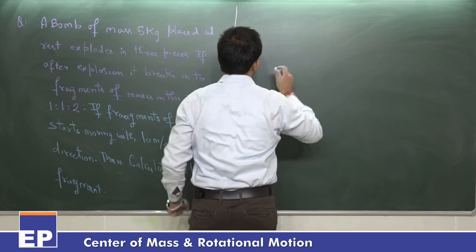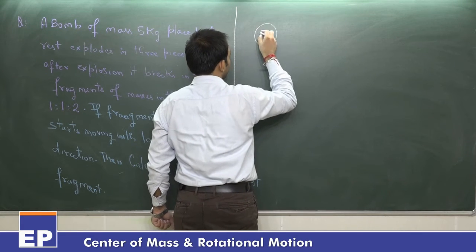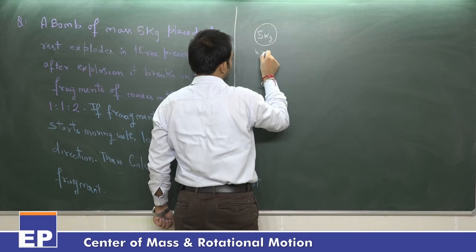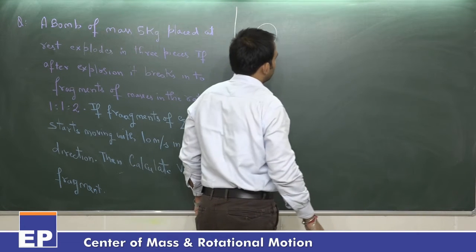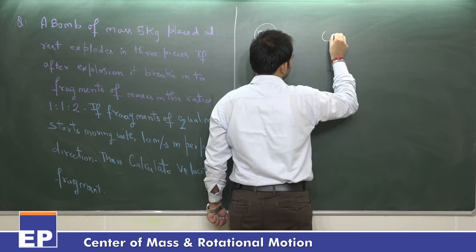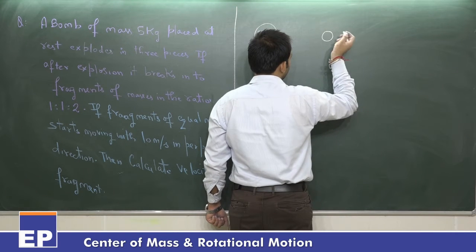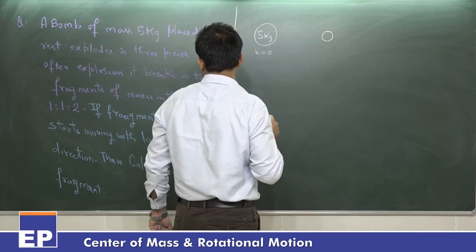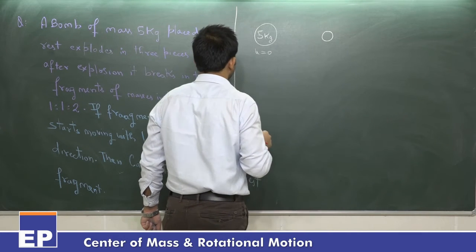Now initially we have 5 kg, it is at rest, u is 0. Then it breaks into 3 fragments. If it breaks into 3 fragments, you can say that the masses are in the ratio m1, m2, m3, that is 1:1:2.